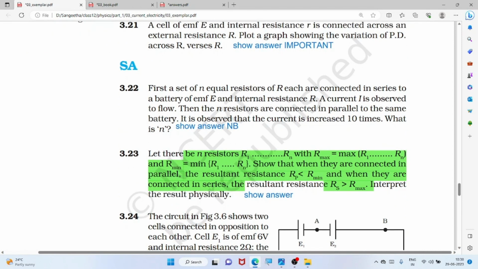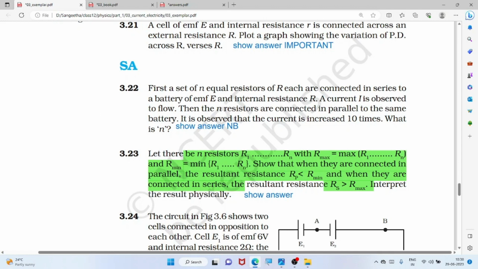Find N, a set of equal resistances, each of resistance R, connected in series to a battery. Current is observed to flow. Then the N resistors are connected in parallel to the same battery. It is observed the current is increased 10 times.